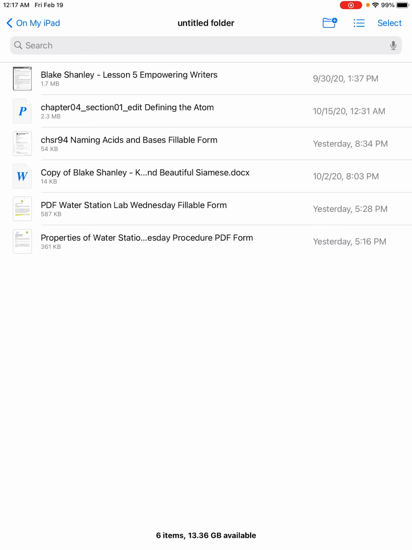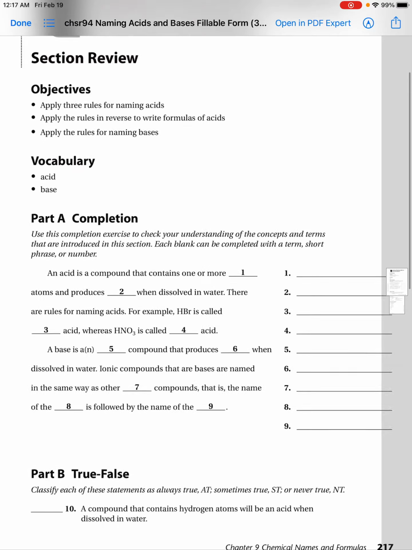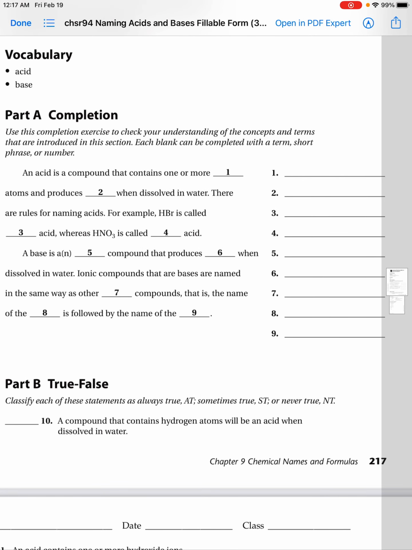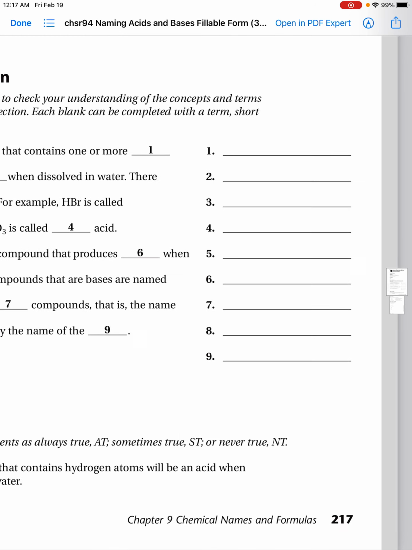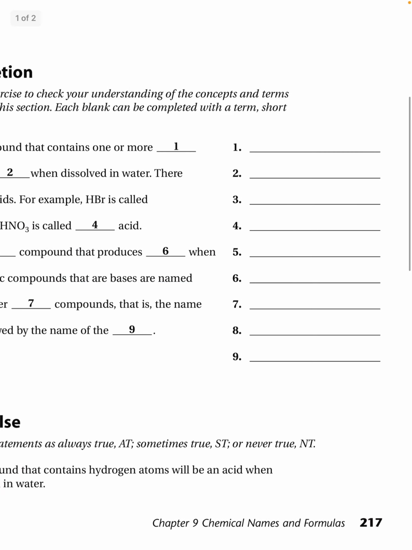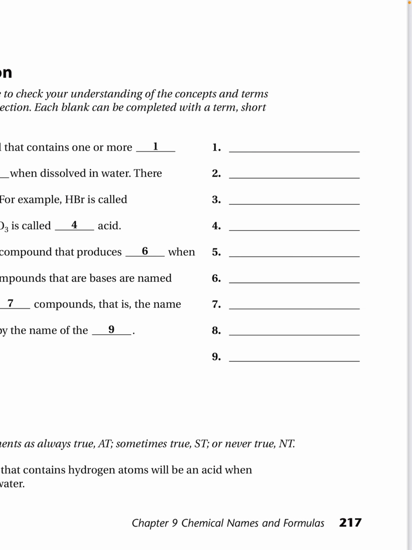So here's our assignment that's been saved, and it looks like this, and I will enlarge it slightly and go through and help you with some of the material. An acid is a compound, and I'm reading along. You can open it up yourself and see. I have another screen open where I can read the paragraph over here. Oops, didn't mean to do that. But an acid is a compound that contains one or more hydrogen atoms.